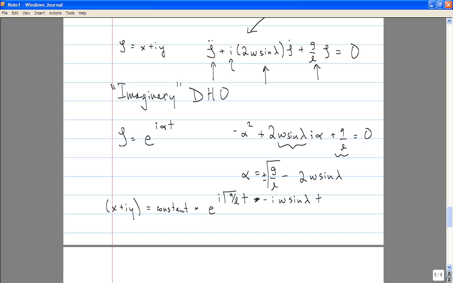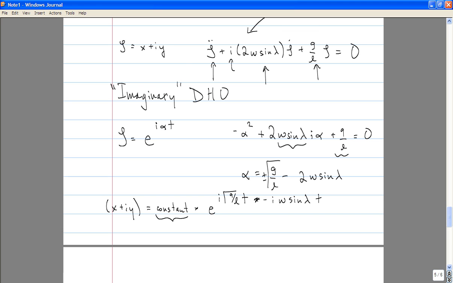So let's look at this expression for a minute. Let's consider the case where lambda is equal to 0. Then this would just be the usual expression for a harmonic oscillator. The x part would oscillate with frequency square root of g over L. The y part would oscillate with frequency square root of g over L. And this constant here would just be a complex constant which describes the initial direction of oscillation. If that constant is real, then the oscillator will oscillate in the x direction, imaginary in the y direction, and so on.